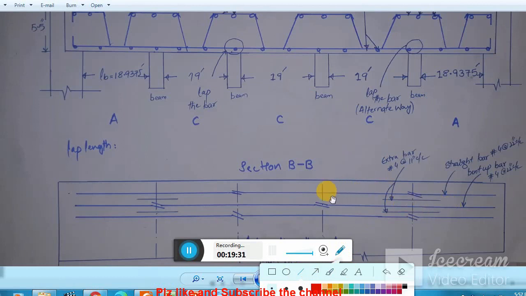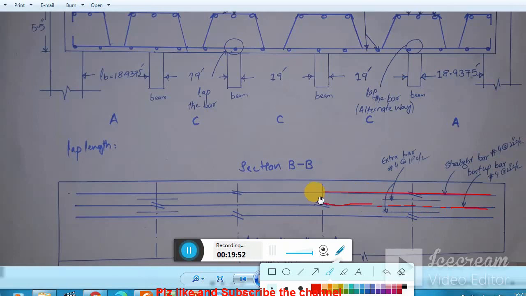If you are using 8 inch center to center, so you see, if this is my straight bar, and for example this is my bent up bar which bends here, which will be bent here. Now you see the spacing between these two bars is now 8 inch.